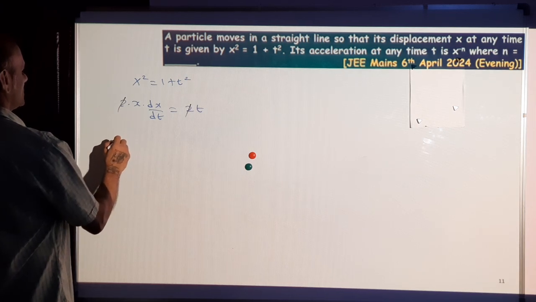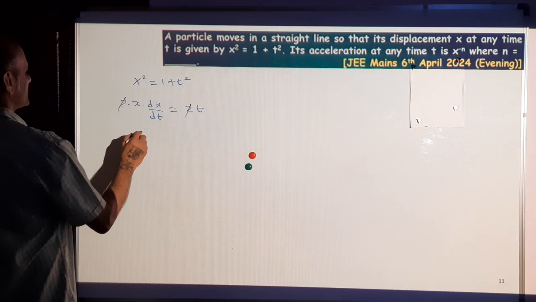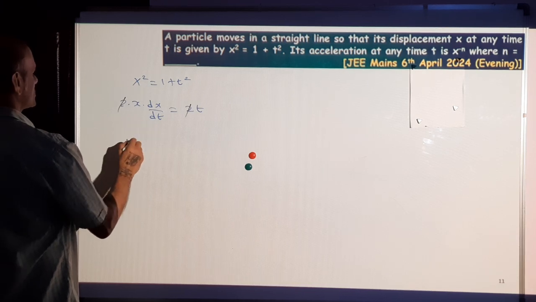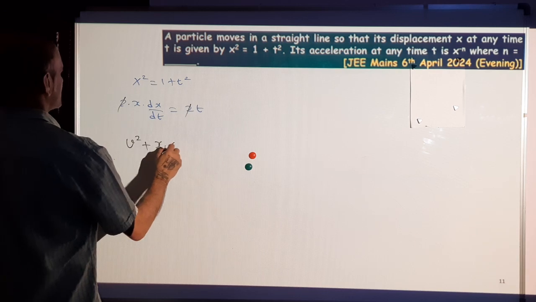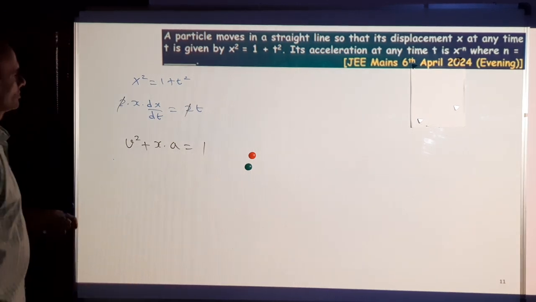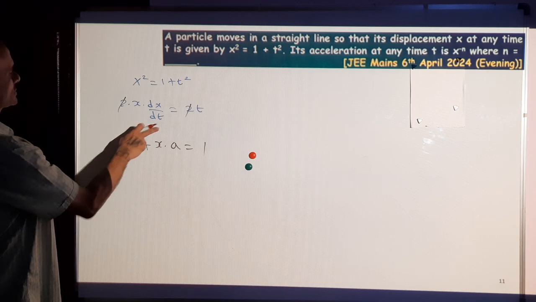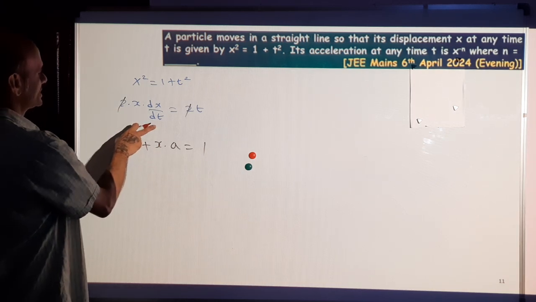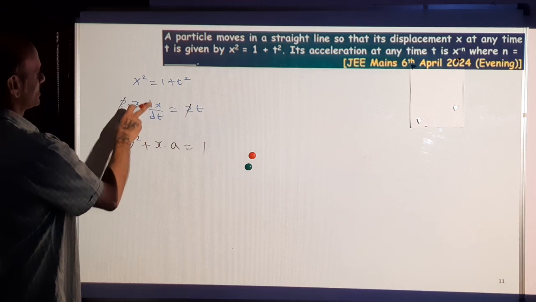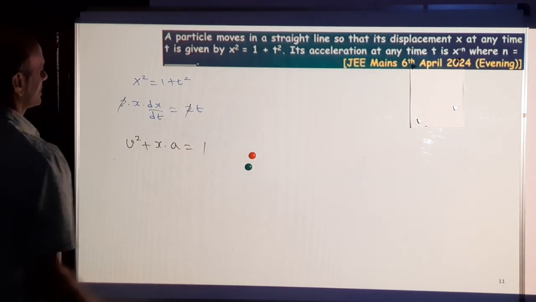So if you differentiate x, you'll get dx by dt, that's velocity. This also is velocity, so v square plus x into the differential of this, that's acceleration, equal to 1. The differential of this one is dx by dt, which is velocity. That velocity into velocity is v square. And then the next term, keep this one, and differentiate this one with respect to time. It will become d square x by dt square, which is acceleration. The differential of 2t with respect to time is 1.